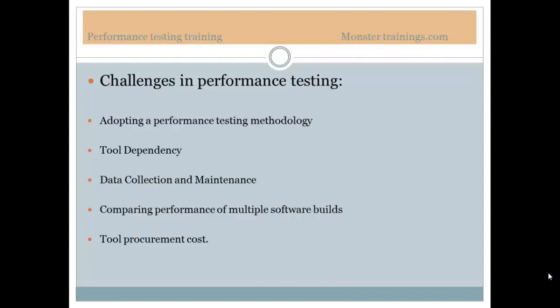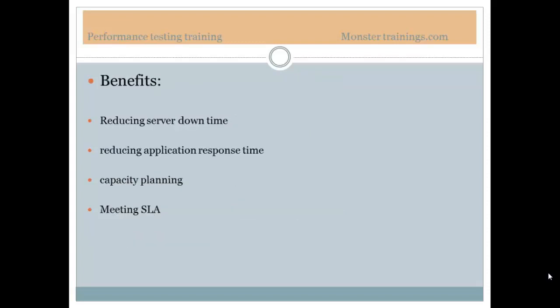Tool procurement cost: in performance testing, a major part of the cost is involved in procuring the tool. So at the time of POC, we need to consider the tool cost also. These are the challenges we can come across in performance testing.